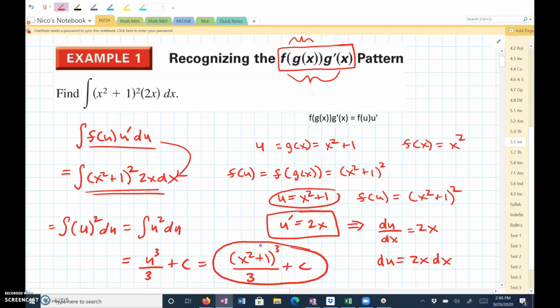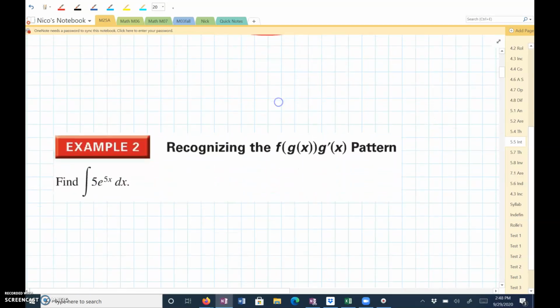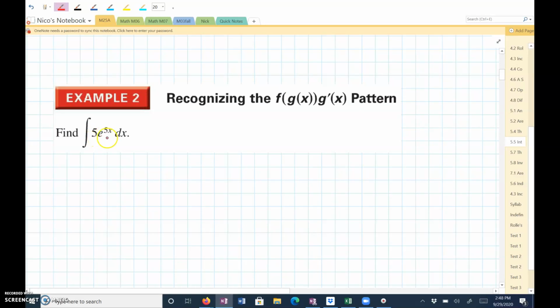Let's try another one of these. Hopefully we'll get better as you see more examples. Okay, so this one here, first of all, I'm going to let u equal 5x, and then notice that the derivative of u with respect to x would be 5. Thus, du is equal to 5 dx.